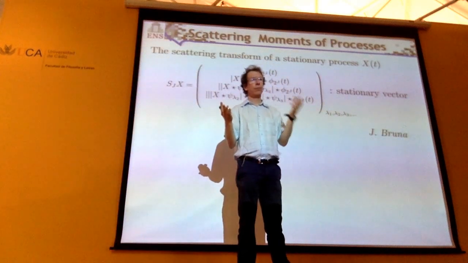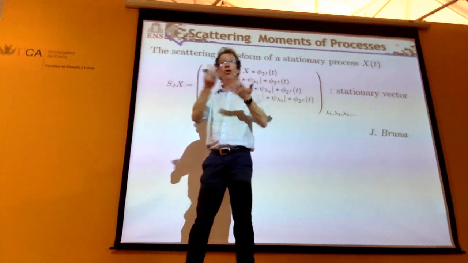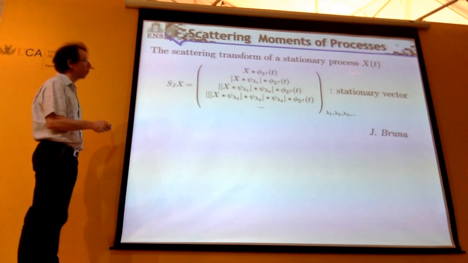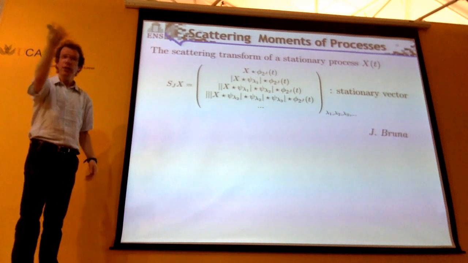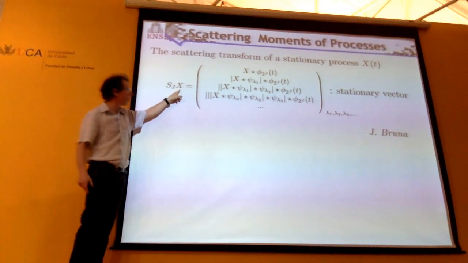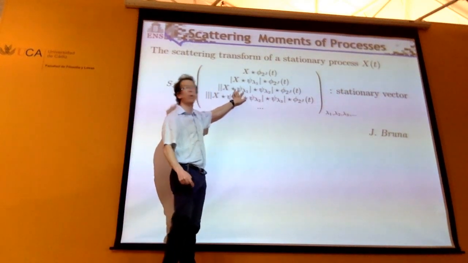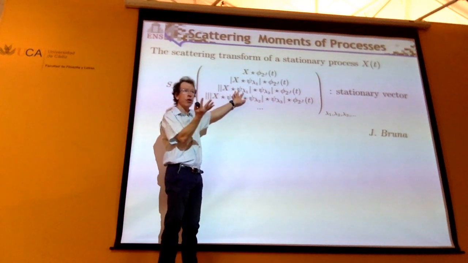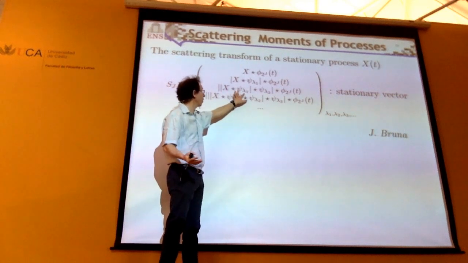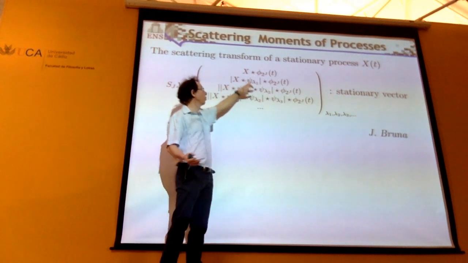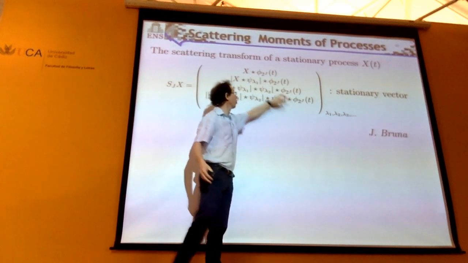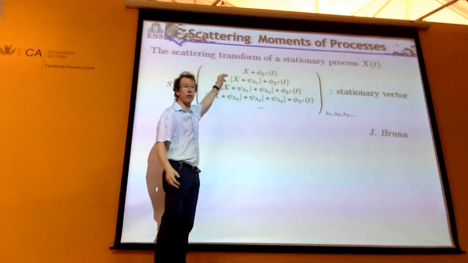What is a texture? A texture is a stationary process which has some form of ergodicity. So you have a random process, x indexed by t. t is the spatial variable here. What do you do if you do a scattering transform? You take your x and you do a convolution with a wavelet. If you do, you have a stationary process. You make a convolution, it remains stationary because convolution is covariant to translation. If you take a modulus, it's still going to remain stationary. Convolution again is stationary and so on. So all these things are stationary processes.